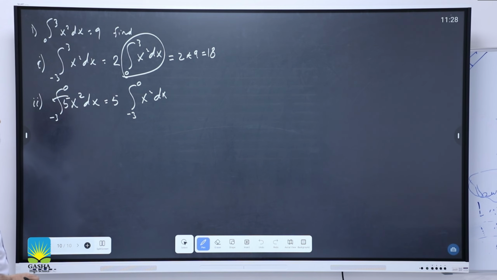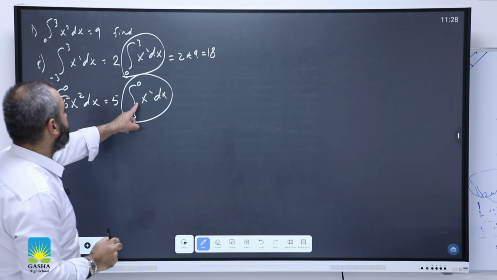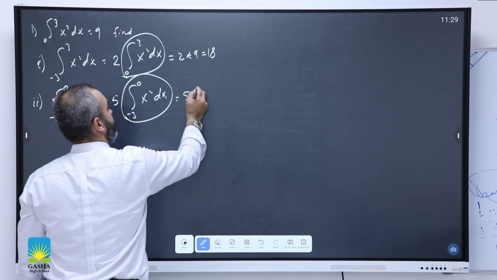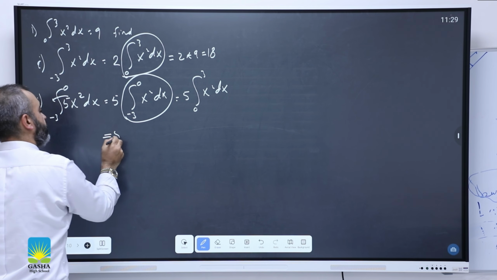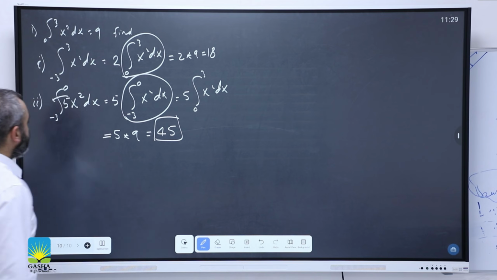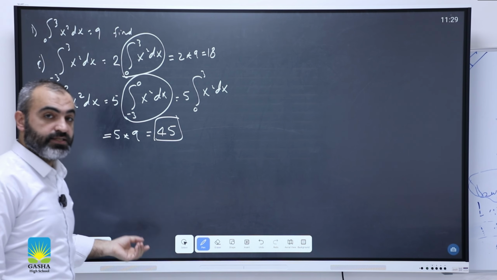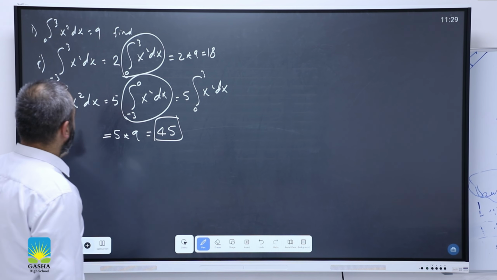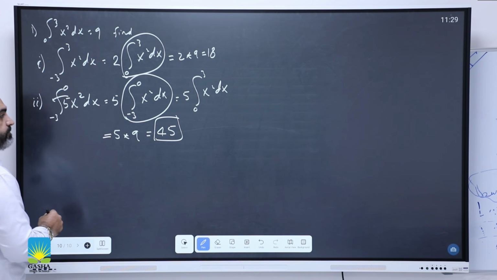So we use the formula and we use the key about this. So 5 times the integral from 0 to 3 of x squared dx. So 5 times 9 equal to 45. So this is the result about the property of x squared. Why x squared? We have x squared here, it is an even function. Any even function can apply this property, right?